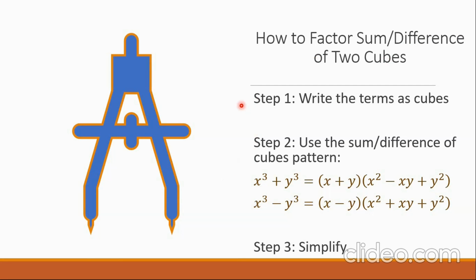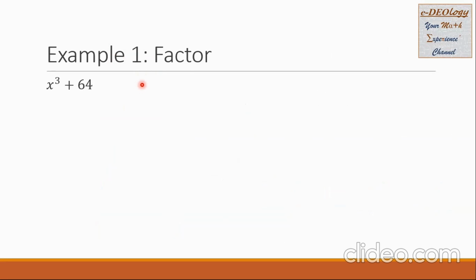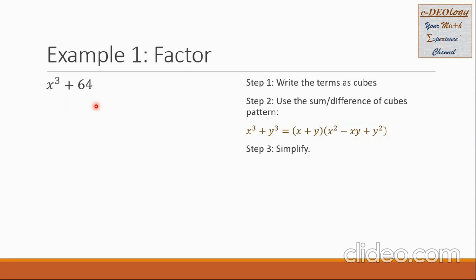Let us apply these steps to solve some problems. Let us have example 1. Factor x cubed plus 64. The steps are here. So we will apply step 1 first. Write the terms as cubes. So x cubed here is now written as the cube of x, and then plus. The 64 is equal to the cube of 4.